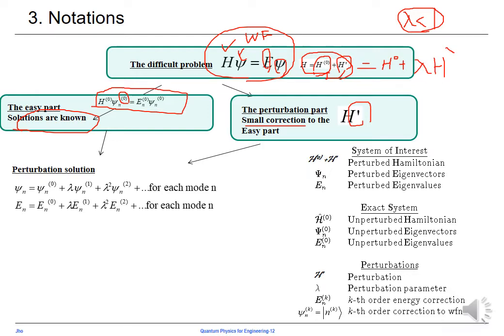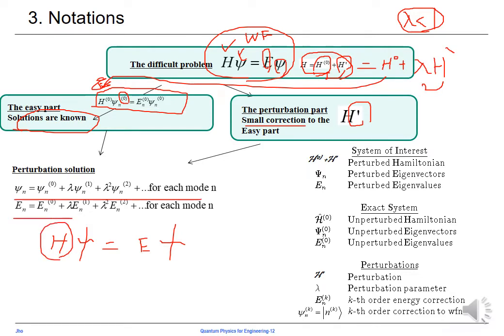but we intentionally set lambda to be smaller than 1. Okay, so let's make it smaller than reality, than the real H prime. Then what we are doing is we put this into here. Sorry, put into here. Put into here. So H is set, but psi n, En is designed like this.